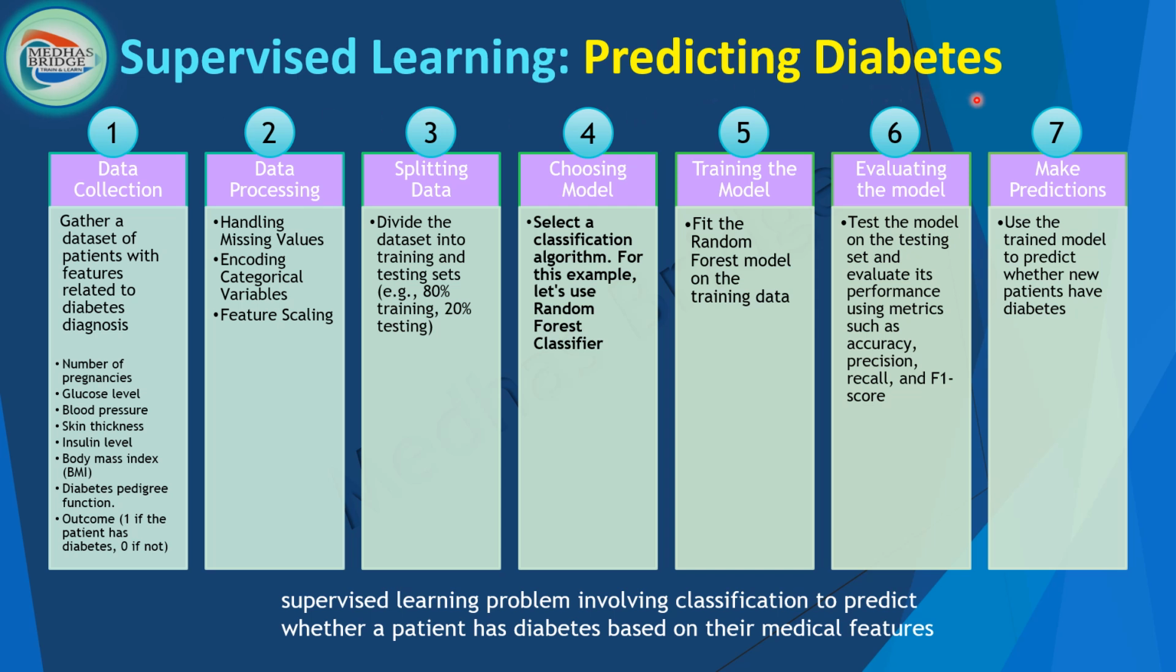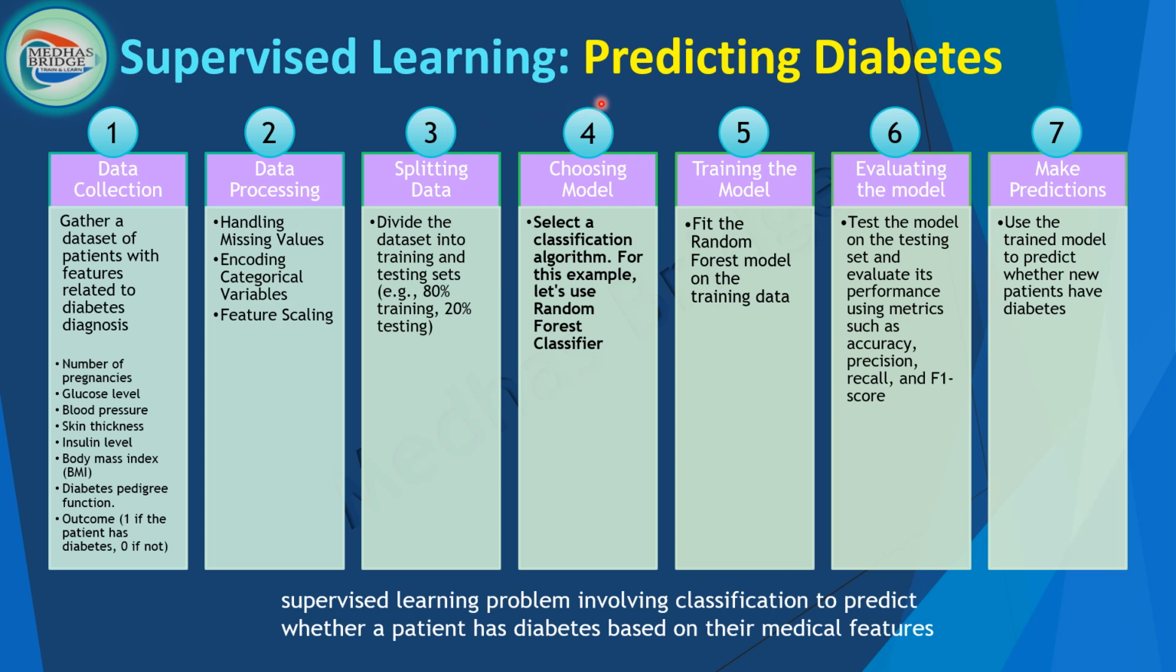Predicting diabetes, which is part of your supervised learning. As part of the process flow of supervised learning, we have 7 steps: data collection, data processing, splitting the data, choosing the model, training the model, evaluating the model, and then making the prediction. Data collection is a key and very important step for proceeding to further steps.